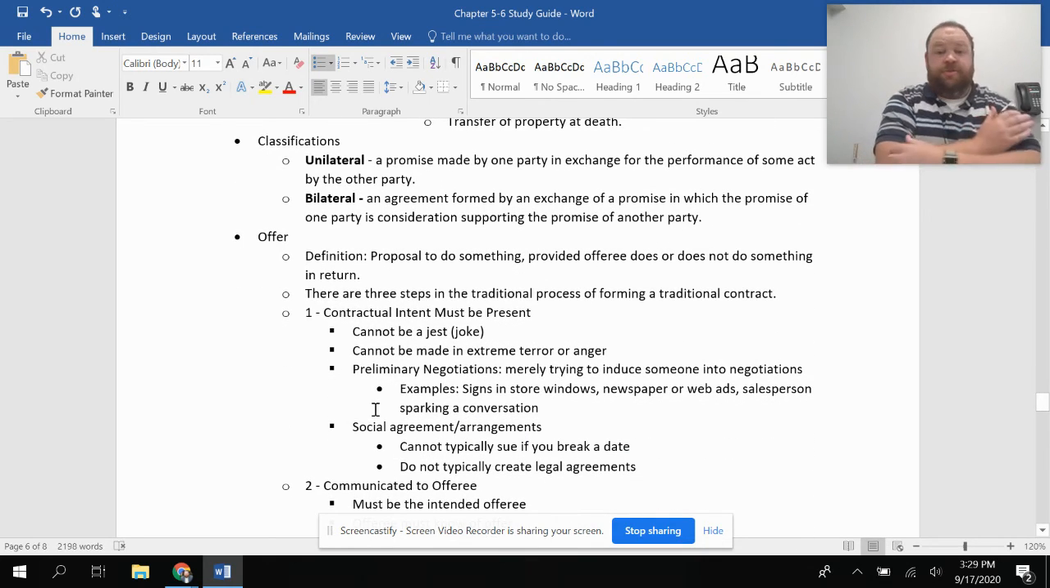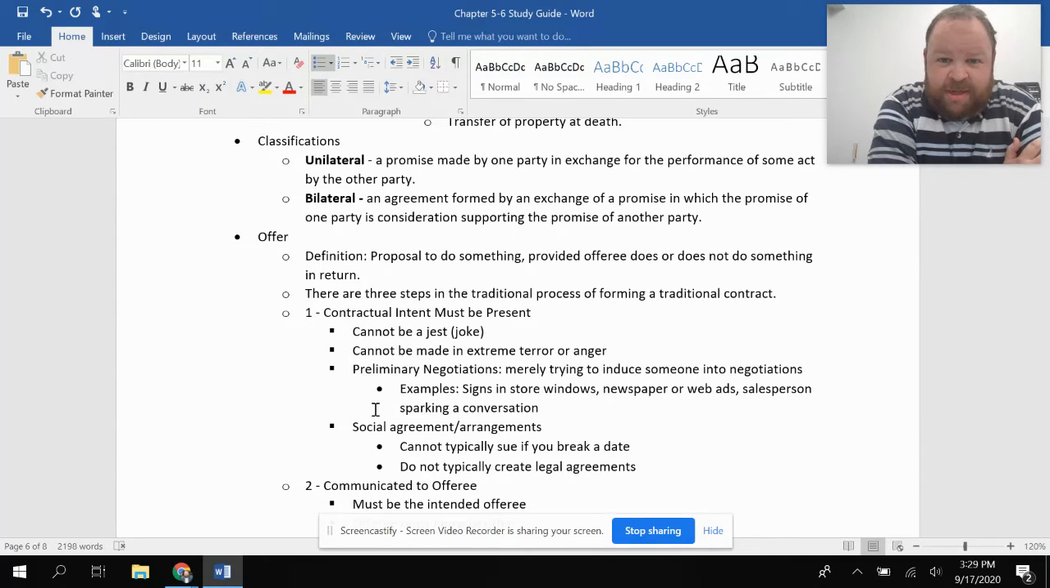Two classifications you are definitely going to need to know. Unilateral, which is a promise made by one party in exchange for the performance of some act by another party. Think of this as the lost dog scenario. Bilateral is an agreement formed by the exchange of a promise, in which a promise by one party is consideration supporting a promise of another one. So remember the video, the girl paid the guy $100 to paint her fence. He agreed, so he painted the fence and got the $100.